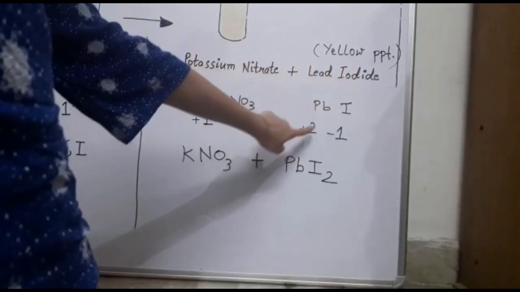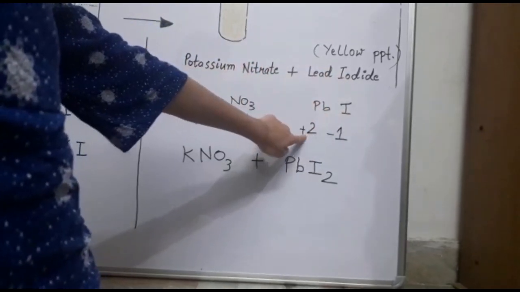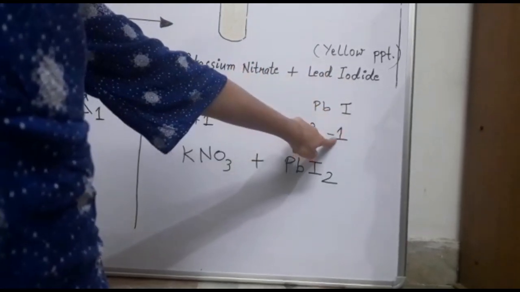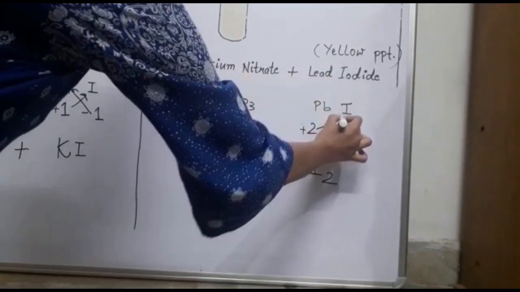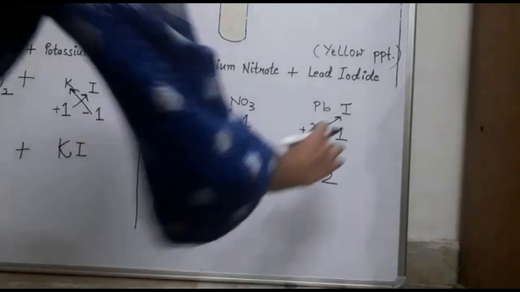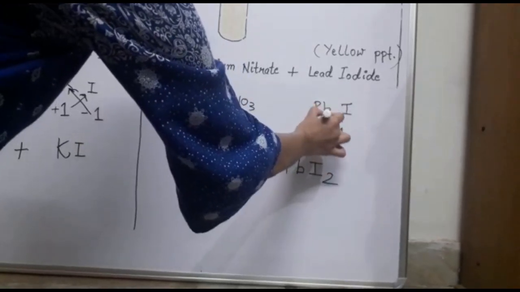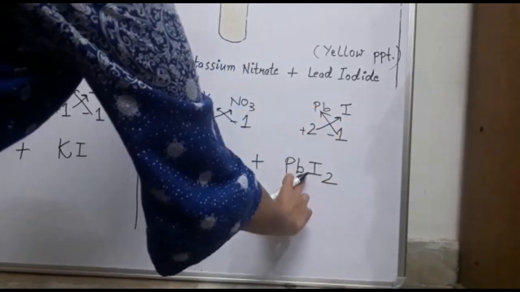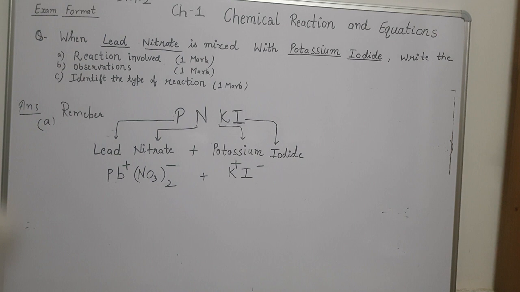Next is lead iodide. Lead is Pb and iodide is I. The valency of lead is 2 and the valency of iodine is -1. When these two combine, their valencies will be exchanged. So I will become 2 and Pb is 1. So PbI2. This is the way in which the question is asked in the exam.